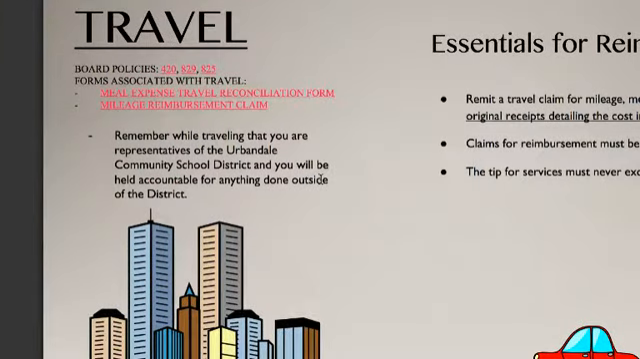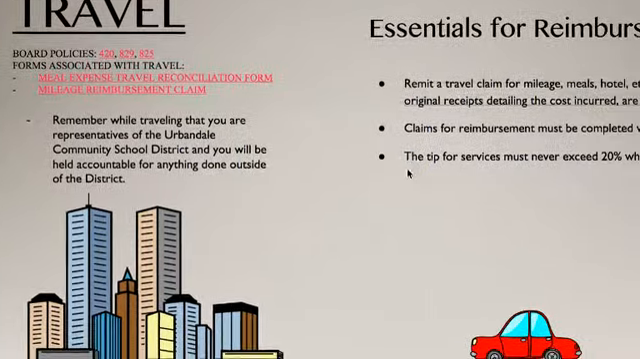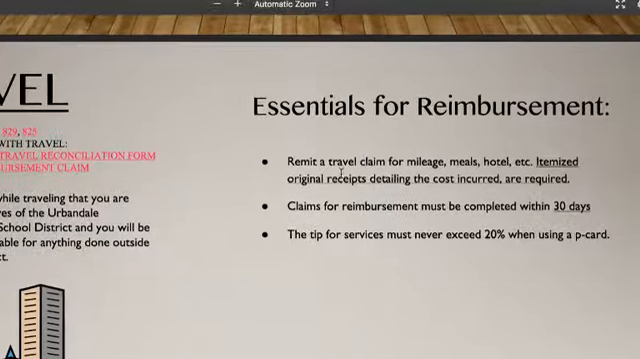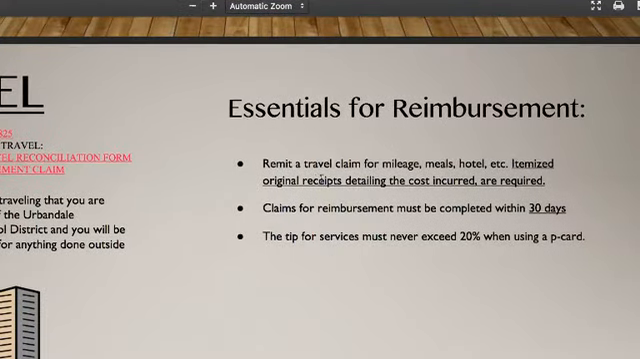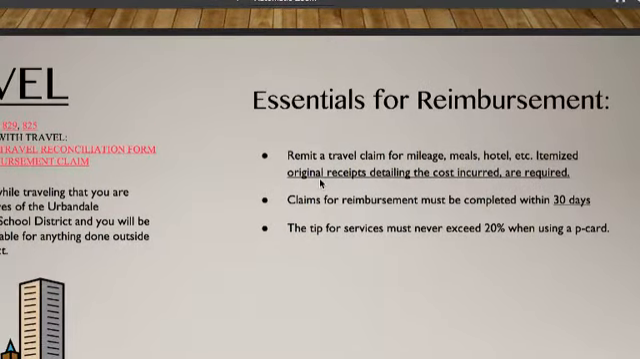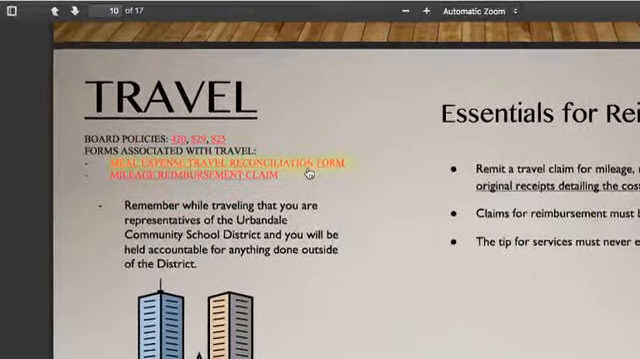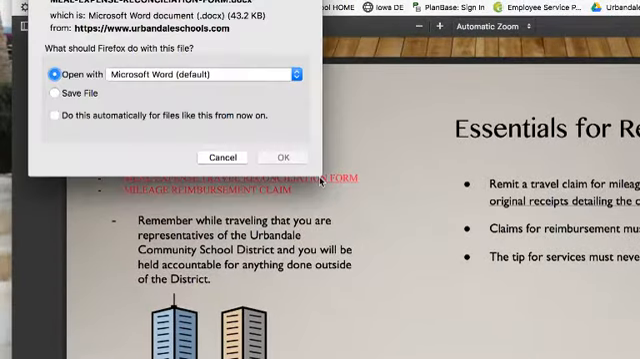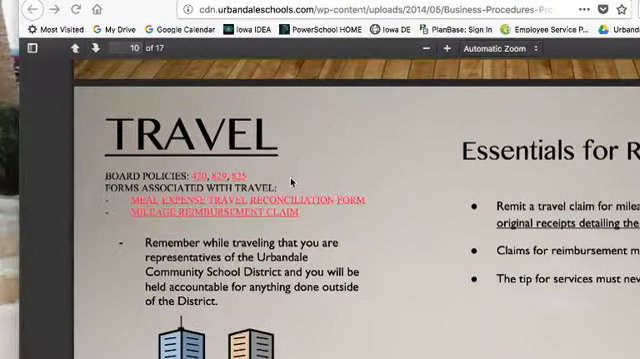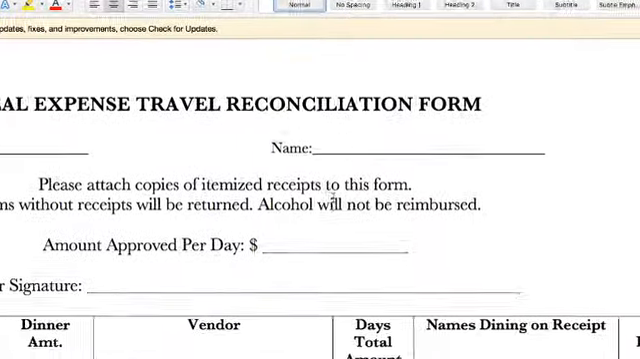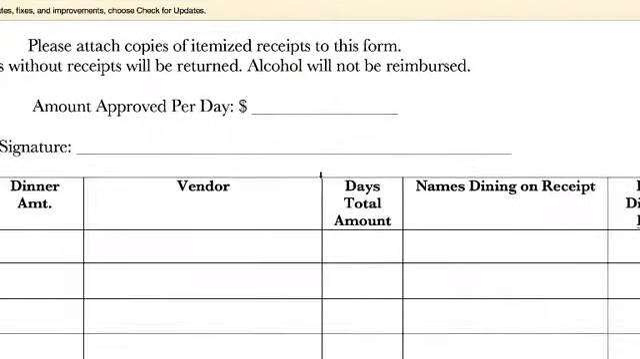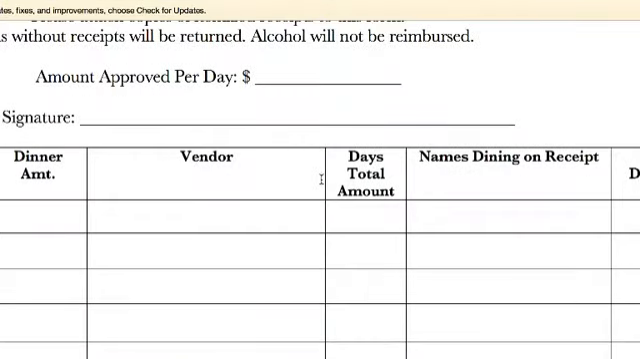Travel. This is the piece that relates mostly to teachers. So if you're going to a conference, there are a few things you need to make sure of. Itemized original receipts that detail the cost incurred are required. So there is a meal expense travel reconciliation form that has breakdown of everything here.